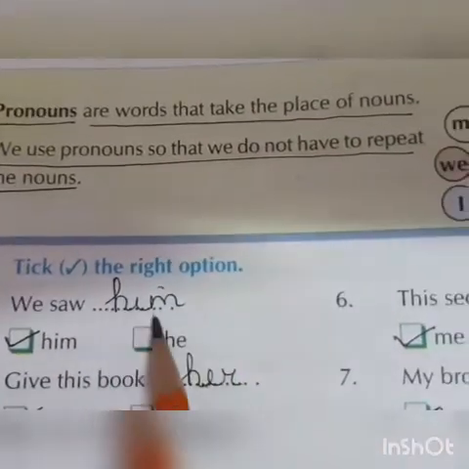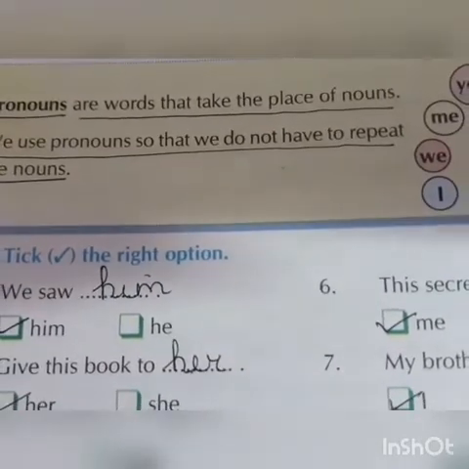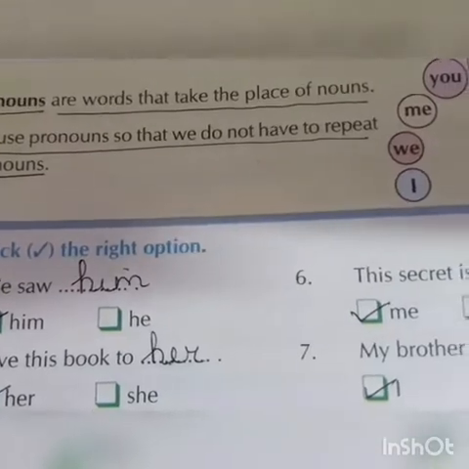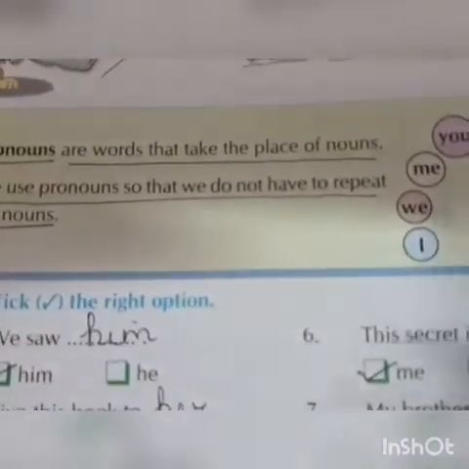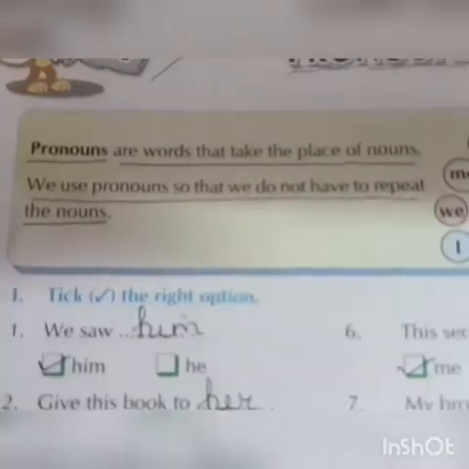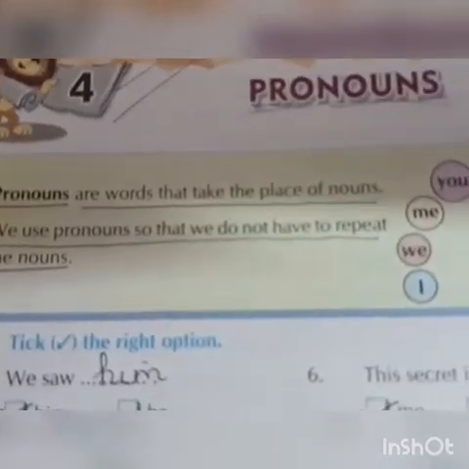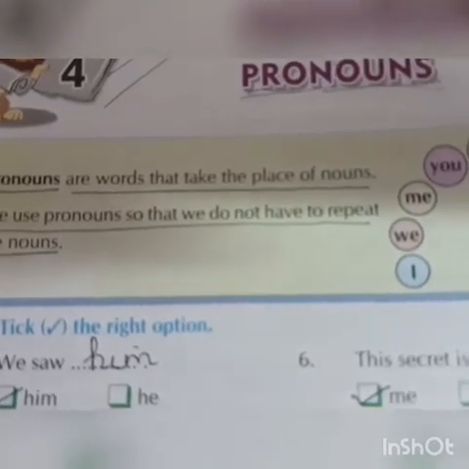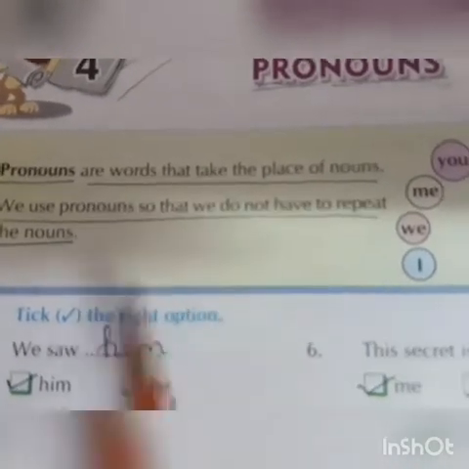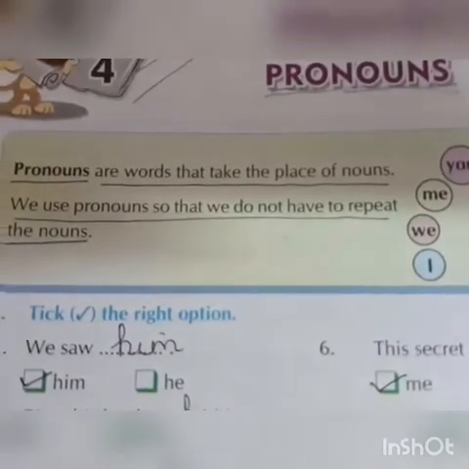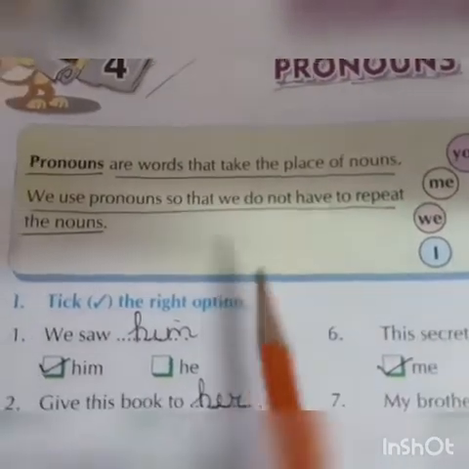Now see, him, his, her, they, theirs, you, yours, himself, herself, themselves, myself. These are all the different types of pronouns, and there are many types of pronouns also. As we studied different types of nouns, in the same way there are many different types of pronouns. Here is the simple basic pronoun that we are doing right now. Then we will do different types of pronouns.